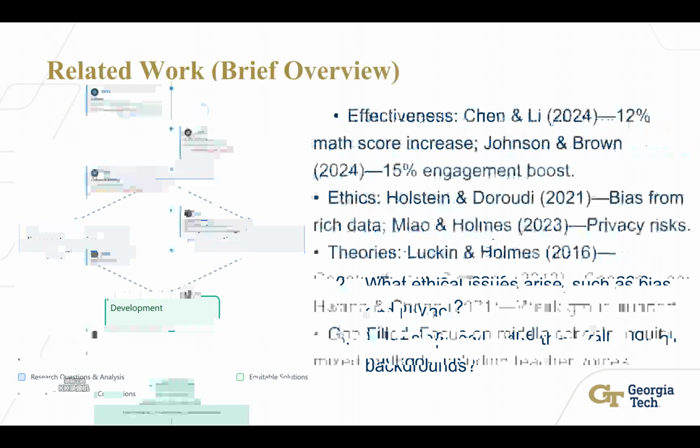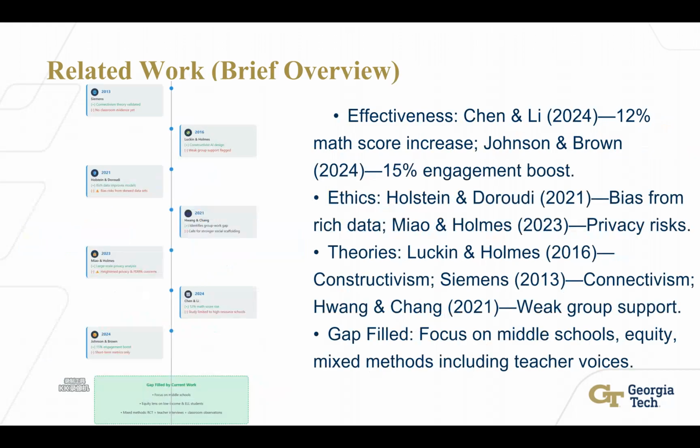Related work. I also looked at what other researchers have found. For example, Chen and Li found that AI tools improve math scores by 12%. Johnson and Brown saw a 50% increase in student engagement, but other work warns us about problems. Hosborough and Doherty talk about automatic bias, and Mill and Hosmer show the risks of weak data protection. What's missing in current research is a focus on middle school students and how these tools can be more fair, not just more effective.